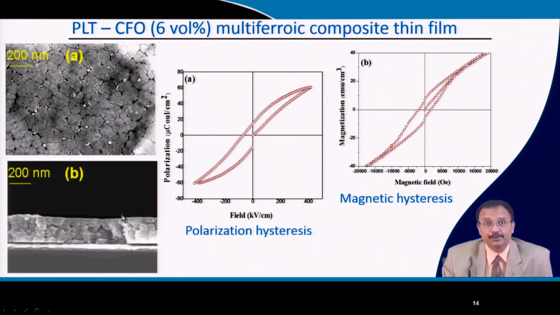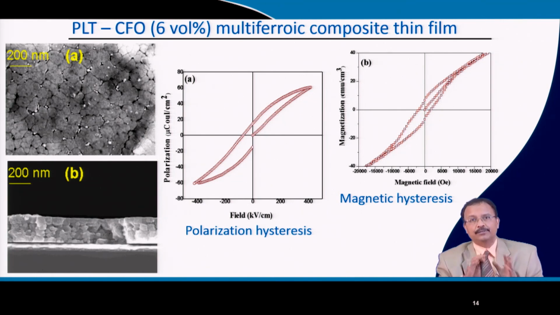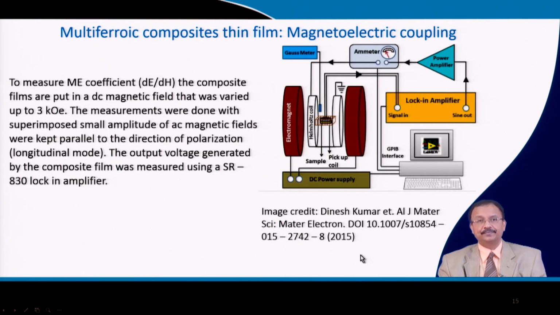And this same composite, you can see, exhibits ferroelectric behavior, a ferroelectric loop, as well as ferrimagnetic loops. In the same phase it is ferroelectric and magnetic as well. So, your purpose is solved: the composite is exhibiting both polarization hysteresis and magnetization hysteresis characteristics in the same phase. Now, you will have to measure the coupling coefficient between this polarization and magnetization behavior.